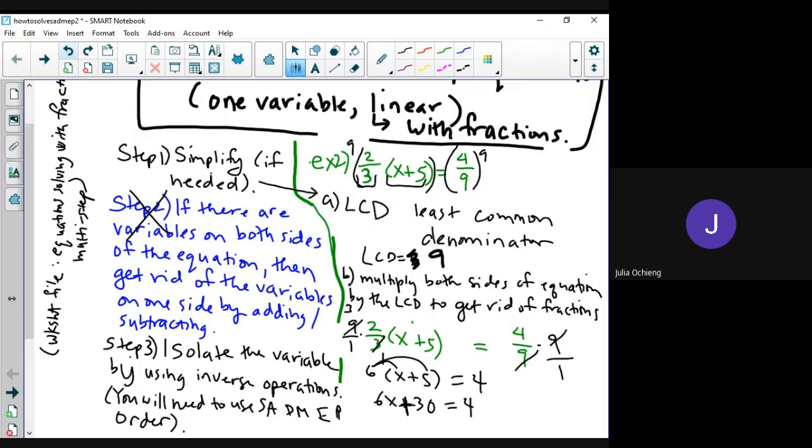So the plus 30's added, so I'm going to have to get rid of that first. And then I've done the subtraction and addition. I get rid of the 30. I get 6x equals negative 26. If you do that on a calculator, 4 minus 30 is negative 26. Then I get rid of anything that's multiplied or divided to the x, so that's 6 times x. I'm going to divide both sides by 6. And then if you do it on your calculator, you should get negative 13 thirds. Or negative 4 and a third. Either way is okay.